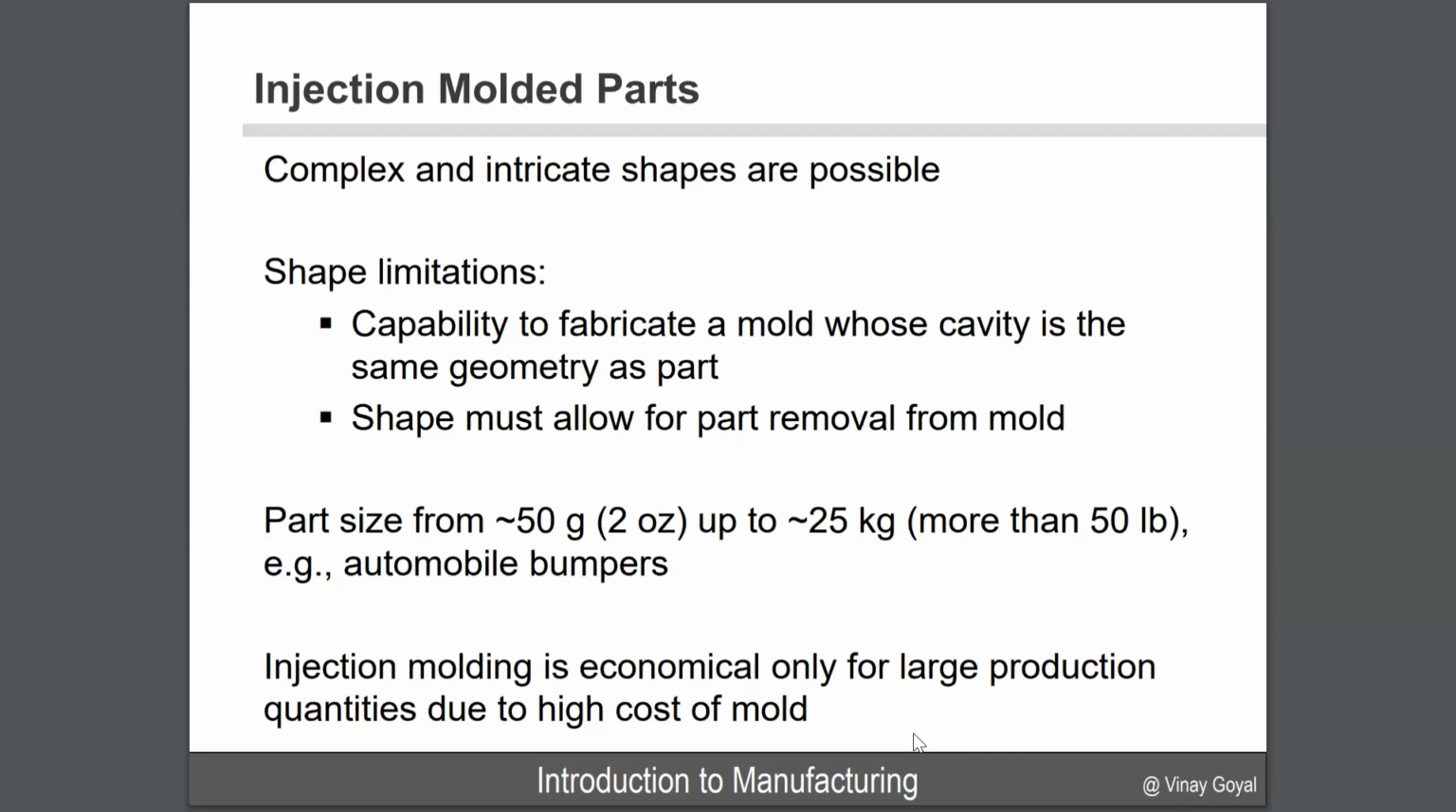There are some shape limitations, and it does depend on the kind of cavities and molding you can create. You want the shape to be such that the part can be removed from the mold. Because if you can't, then what is the point of using injection molding? The part size you're typically looking at here is 50 grams all the way up to 25 kilograms.